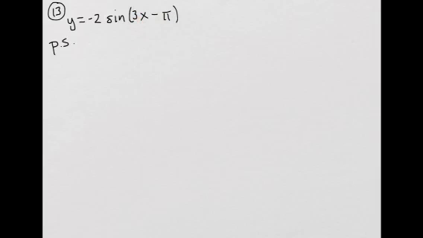Because what you're doing is setting the argument equal to 0 and solving for x. So when you do that, you get phase shift equals 2 pi over 3. And of course, because it's positive, x is positive here, when you divide by 3, it's to the right.